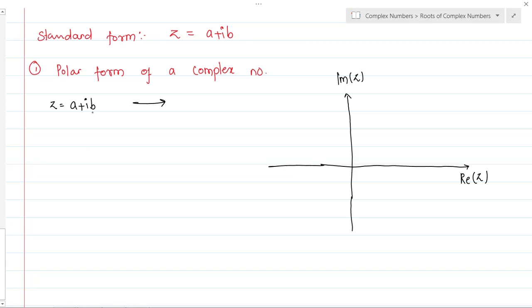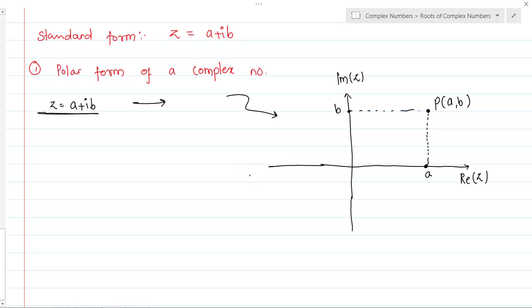See here, z is equal to a plus ib. Let's take a as the real part, so I will take this point as a and this point as b. So z is a plus ib. This point is nothing but P in bracket a comma b. This way of representation is known as the representation of the complex number on the Argand diagram. This is known as the Argand diagram or the complex plane.